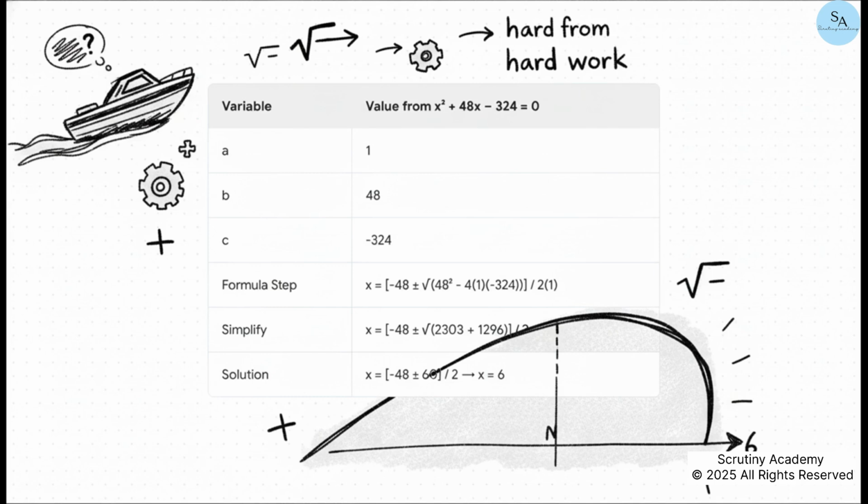We just plug those values into our formula, simplify what's under the square root, and solve. We actually get 2 possible answers, but since speed can't be negative, the only logical answer is 6. See? The formula does all the heavy lifting for you.